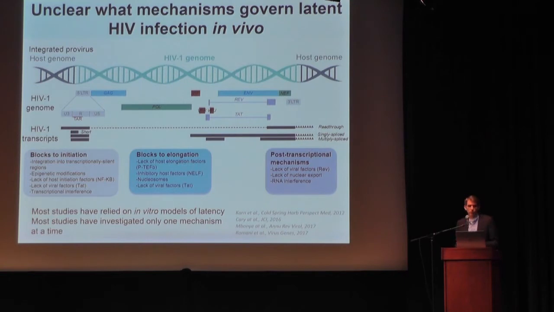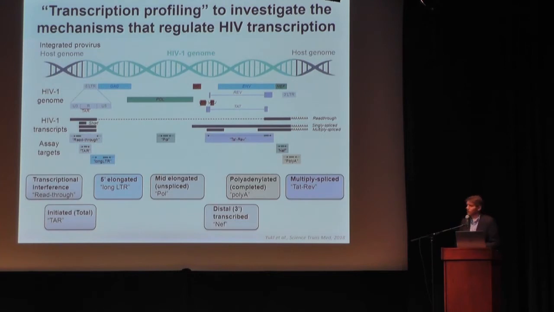So what we realized is if we look at all these different types of transcripts, and especially if we're able to quantify them and look at the ratios, you can figure out at what steps HIV transcription is being blocked and to what degree. And so this slide summarizes our general approach to do this, which I'll call transcription profiling.